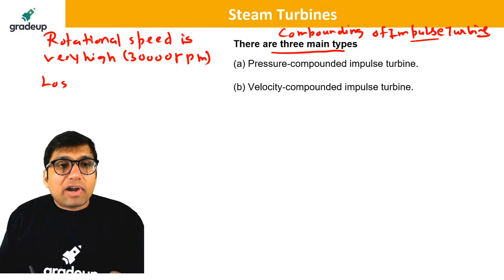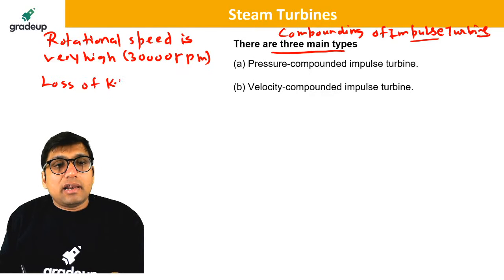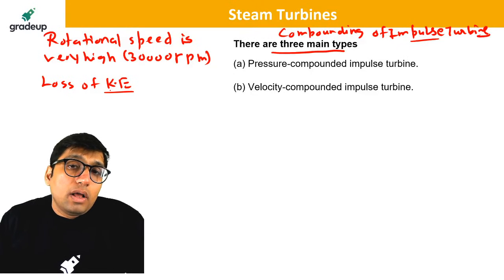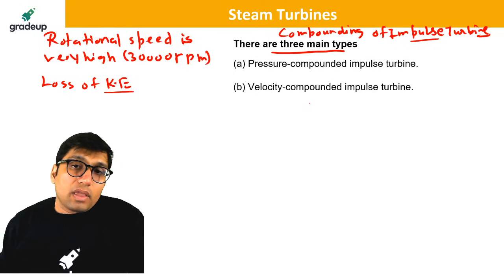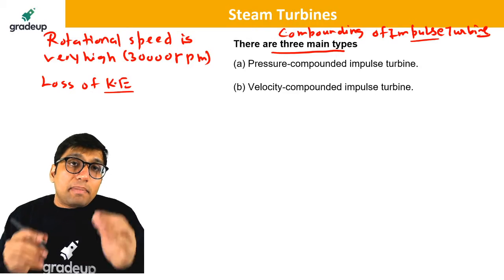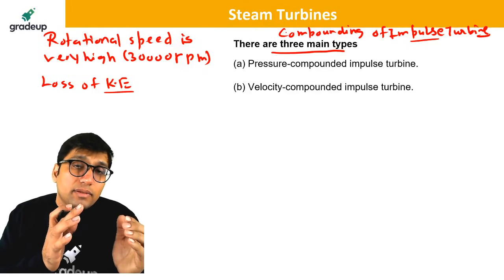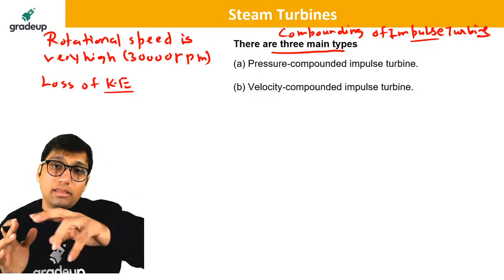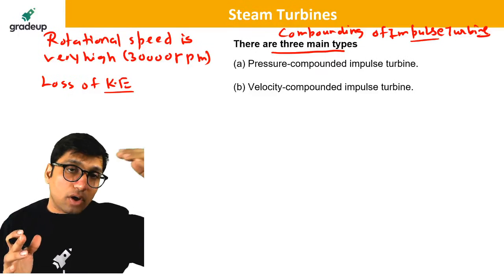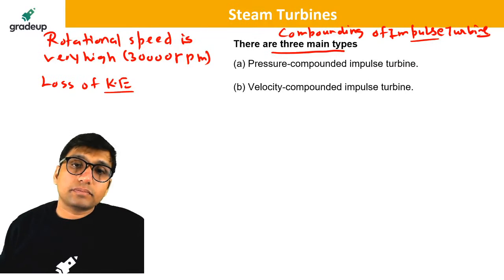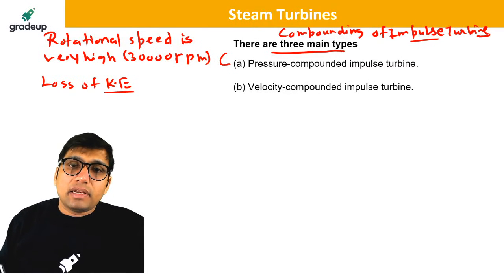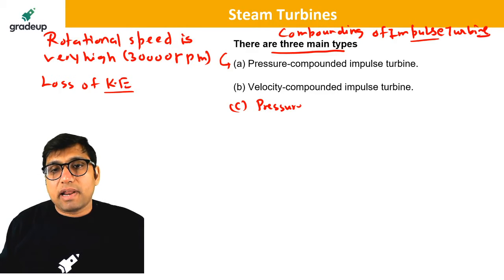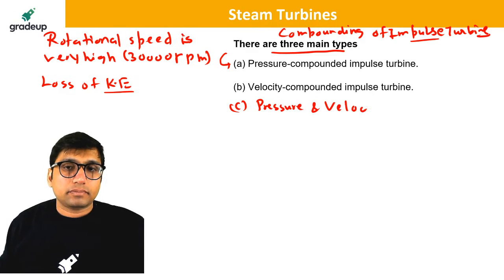Also, there is a loss of kinetic energy in the simple impulse turbine. So in order to overcome that, we use compounding. Compounding basically means connecting the nozzle and moving blades in series in order to reduce the velocity and the pressure gradually. Compounding is basically of three types: pressure compounding, velocity compounding, and pressure and velocity compounding.